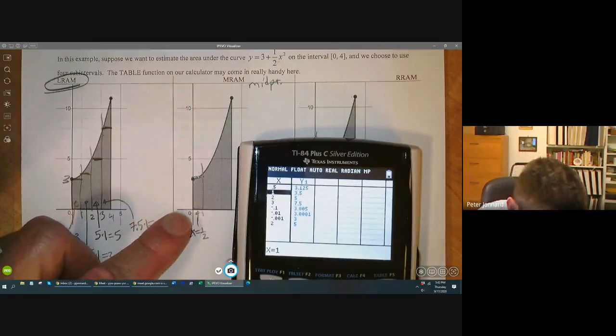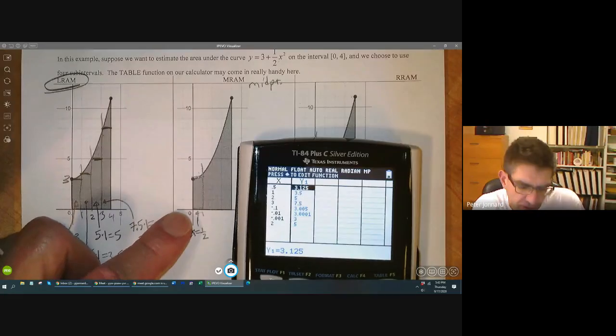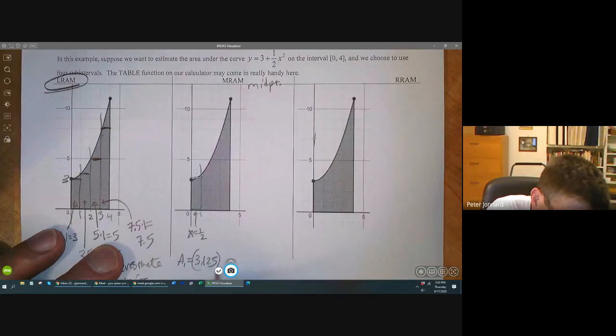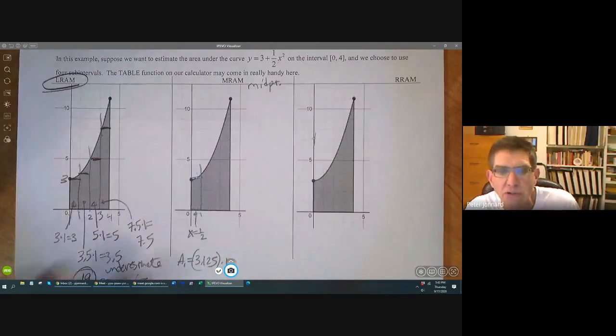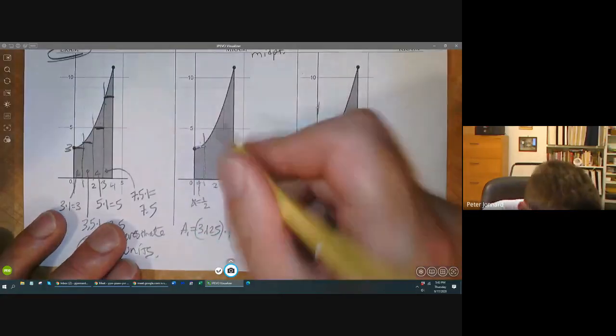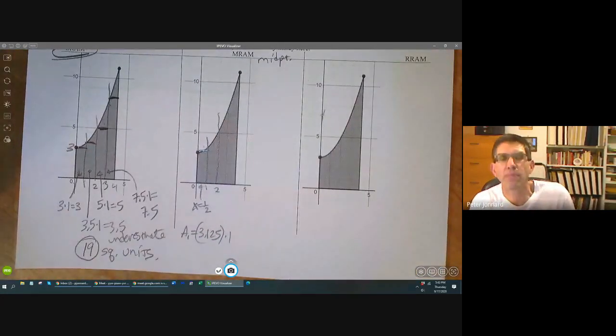And that tells me that that height is 3 1/8, 3.125. So this first rectangle's area is 3.125 times 1, which is just 3.125, right? Okay, and then the second rectangle, it would be here. Okay, now where do I find the midpoint?